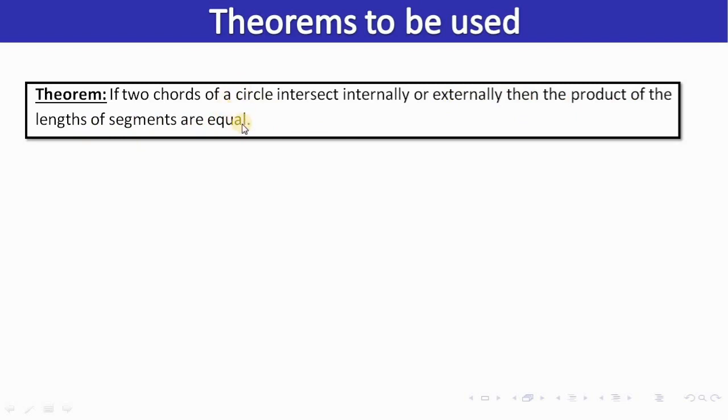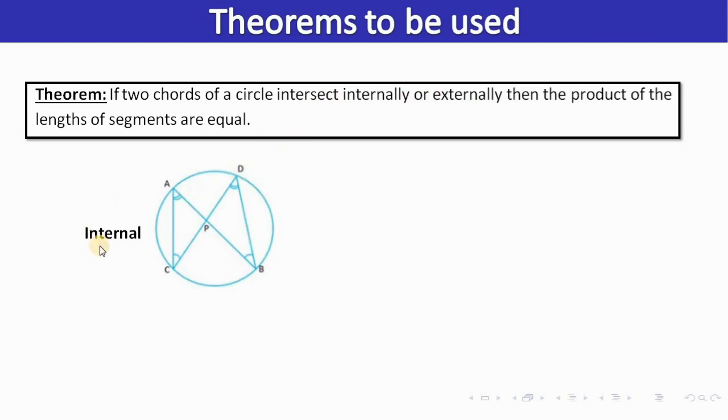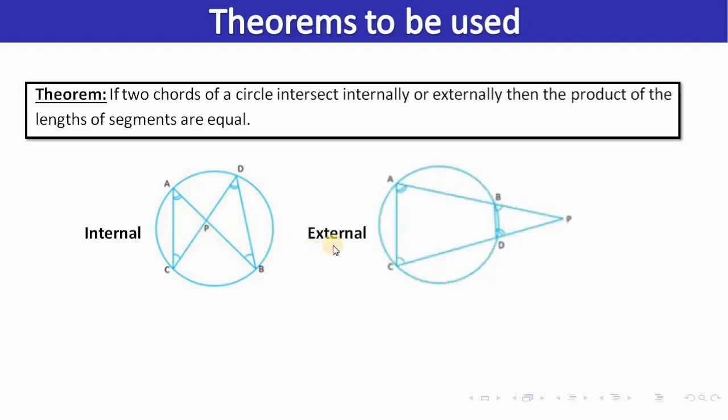Now, in order to understand this, let us take two different diagrams. Here we have two different cases. One is the internal case and another is the external. So here I'm taking the internal case. If you see here, there are two chords, AB and CD. Both AB and CD get intersected internally, that is within the circle, and the point of intersection is P.